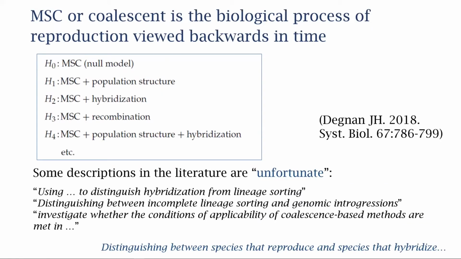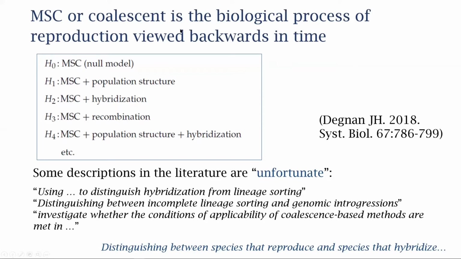So one review paper that's very nicely written by James Degnan makes the point that the multi-species coalescent is the basic null model. And on top of that, you can add other factors such as population structure, hybridization, recombination, and so on. He also was not happy with some of the other papers trying to distinguish hybridization from so-called incomplete lineage sorting, something like that. He said these descriptions are unfortunate. Yeah, I entirely agree with him.